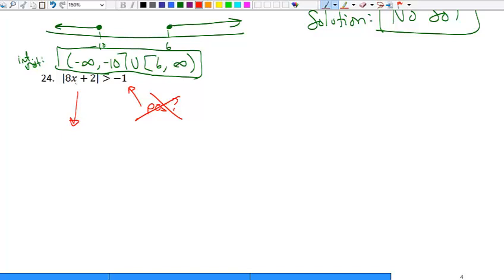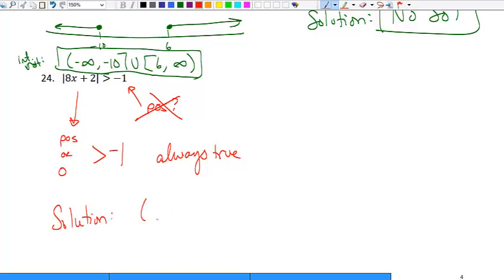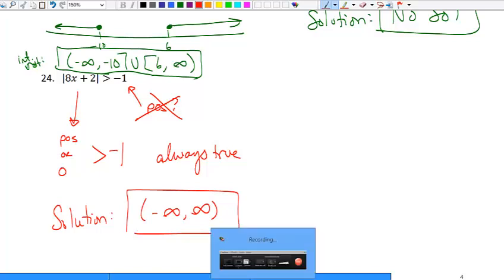So we know that inside the bars, whenever you evaluate it, is going to be something positive or a 0. So my question is, are positive things, or 0, always greater than -1 or never greater than negative 1? Well, positive numbers are always bigger than negative 1, so this is always true. So because it's always true, the only solution that's going to be accepted here is all real numbers. The way we write all real numbers in interval notation is negative infinity, comma, positive infinity, and we always use parentheses on infinities. And that concludes this practice exam.